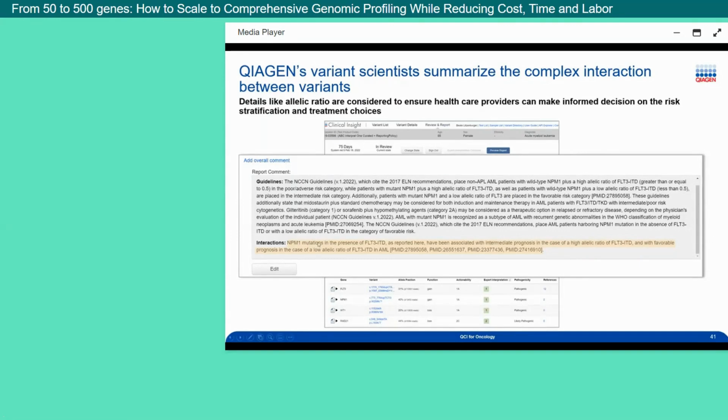What you see here in the summary statement is that the interactions take into consideration the high allele ratio or the low allele ratio, pointing the user, in this case, to a favorable prognosis in the case of a low allelic ratio of FLT3-ITD in AML.